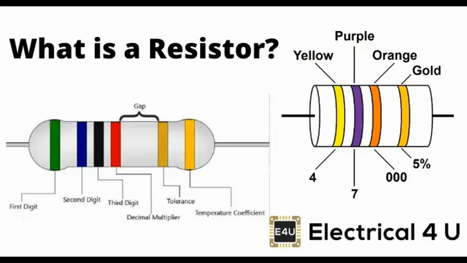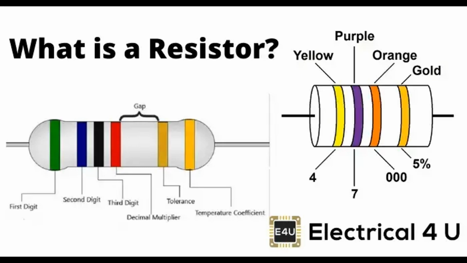Biasing is a critical concept in electronics, particularly in the context of transistors and other active components like diodes and operational amplifiers. Biasing involves applying a steady voltage or current to an electronic device to set its operating point, ensuring it functions correctly within its intended range.